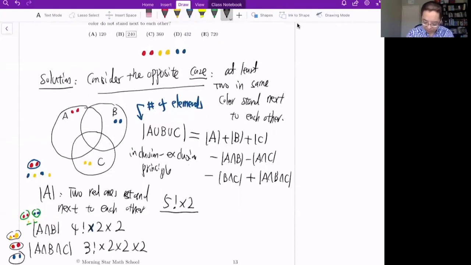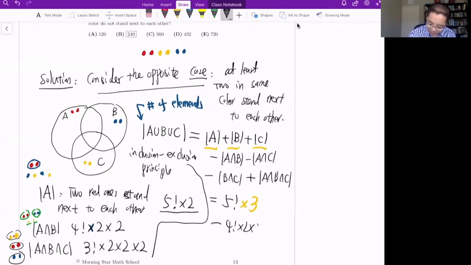All right, now let's plug into the formula. Let's calculate that. The first one is 5 factorial, and because you have 3 copies, 1, 2, 3, you multiply by 3. And then you minus 4 factorial times 2 times 2. Again, you have 3 copies, so you multiply by 3. And the last one, you just add it. Only 1 copy, so it's 3 factorial times 8, right?